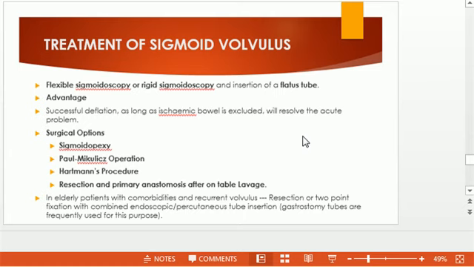As far as the treatment of sigmoid volvulus is concerned, I told you that in sigmoid volvulus we try to reduce it with flexible or rigid sigmoidoscopy and insertion of a flatus tube. What is the advantage? Successful deflation, as long as ischemia is excluded. Provided there is no ischemia, this will resolve the acute problem. And now, what are the surgical options after that? The different operations required for sigmoid volvulus are sigmoidopexy, that is fixation of the sigmoid colon to the left iliac fossa, Paul Mikulicz's operation, Hartmann procedure, and then resection and primary anastomosis after an on-table lavage.